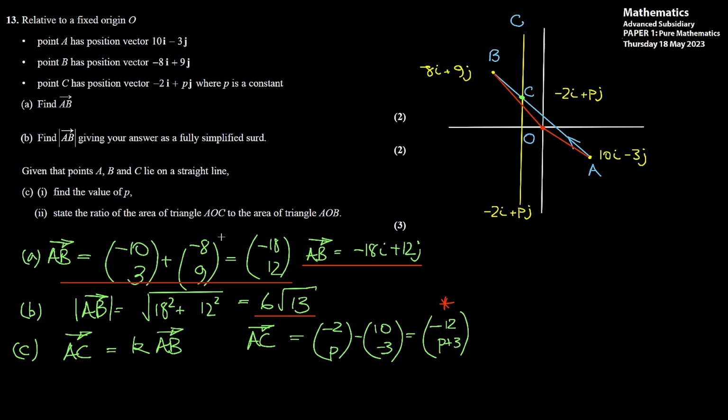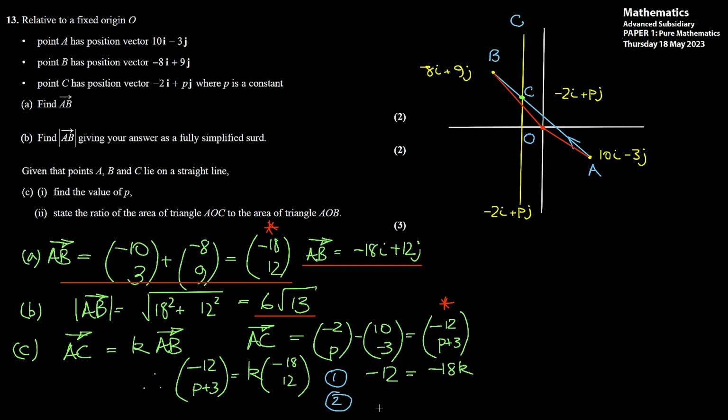So here's AC and here's AB. So assembling our relationship here with K, we can split this into two equations. So looking at the top line, I get negative 12 is equal to negative 18k. And the bottom line, p plus 3, must be equal to 12k. Now, between these two equations, we can work out both the value of p and the value of k.